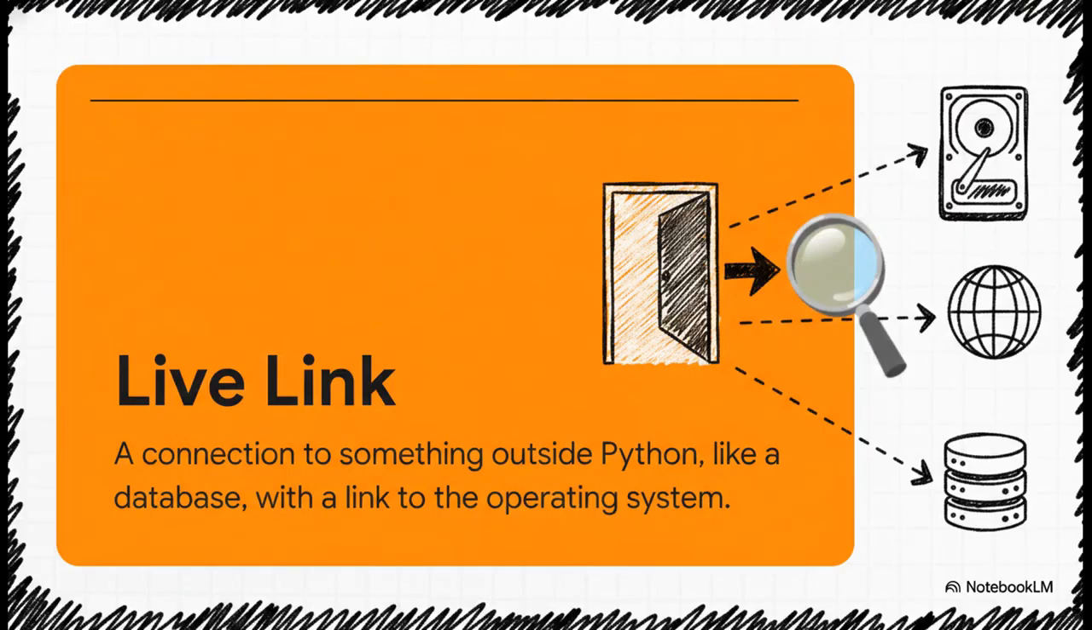So this is the big concept we have to get our heads around, this idea of a live link. It's not just some data sitting inside your program. Think of it more like a doorway, a portal from your code to the outside world. It could be a file on your hard drive, a server halfway across the globe, or, in Timothy's case, a running database. It has a real, physical connection that the operating system has to manage.